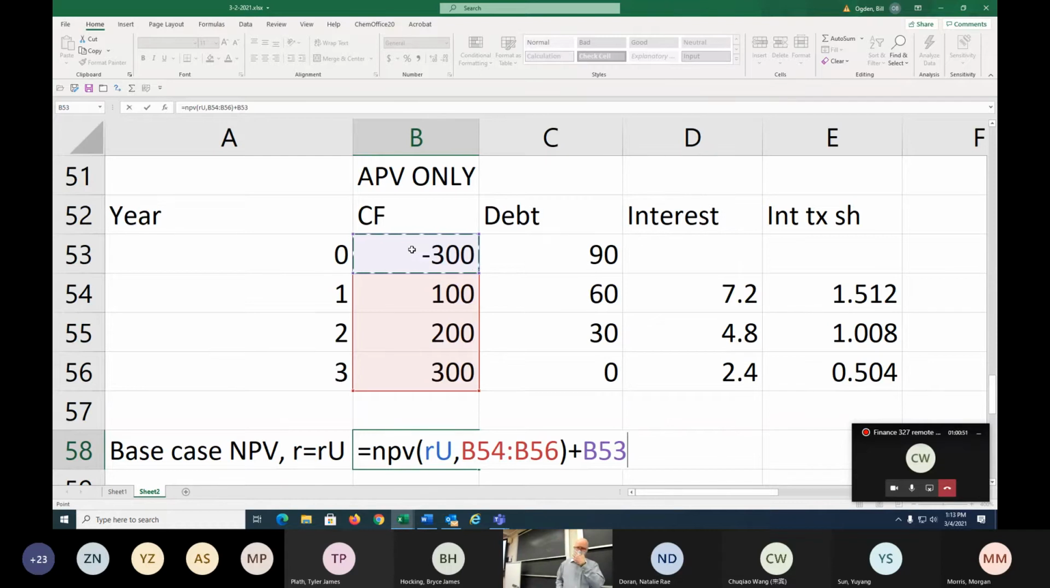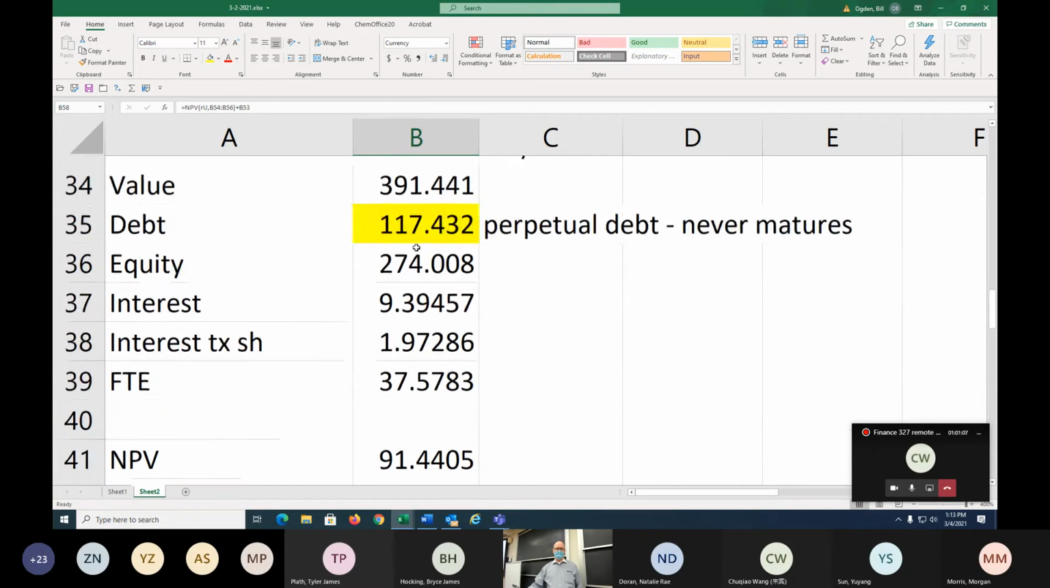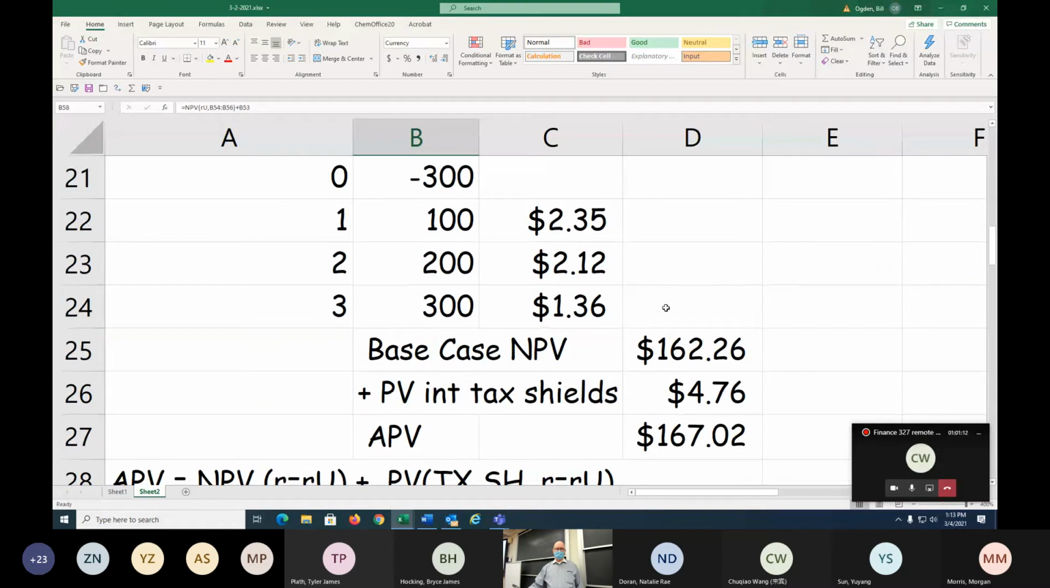Okay, I'll leave that one up for a moment. Well, I think people are faster than me. Okay. So I get 162.26. Is that a familiar number? Maybe not off the top of your head, but if you just look up. It is exactly what we've already done. Base case, so it doesn't change. So the base case is the same whether you rebalance or not. But now the next part.